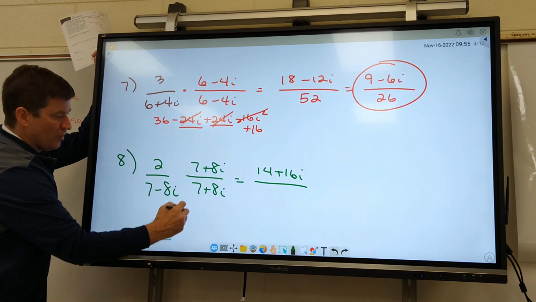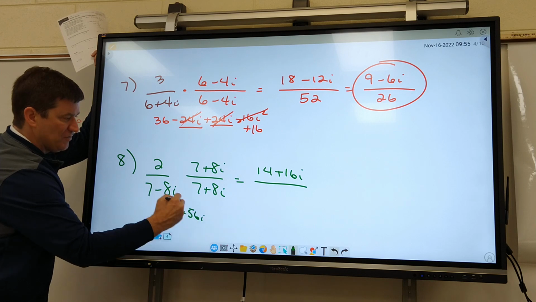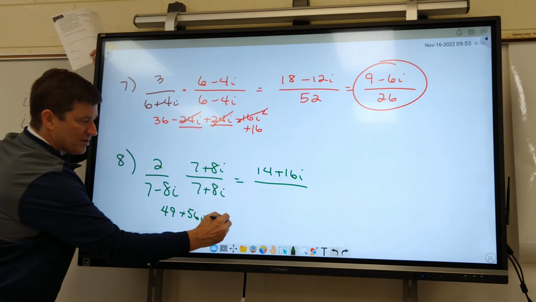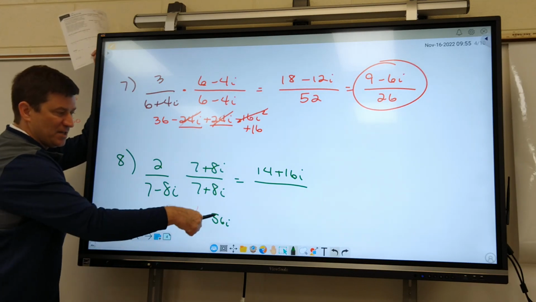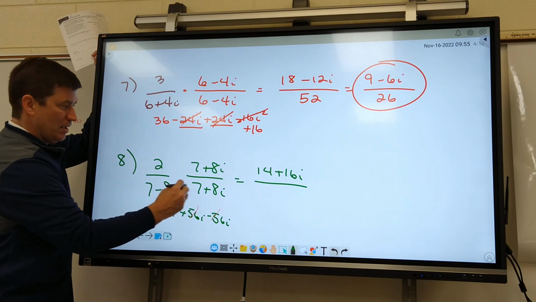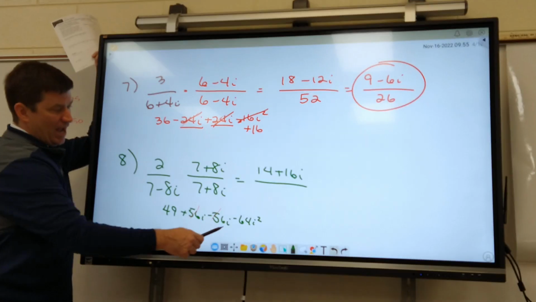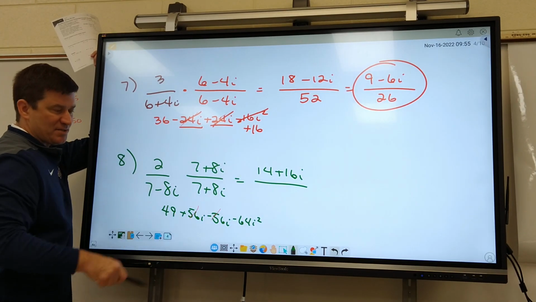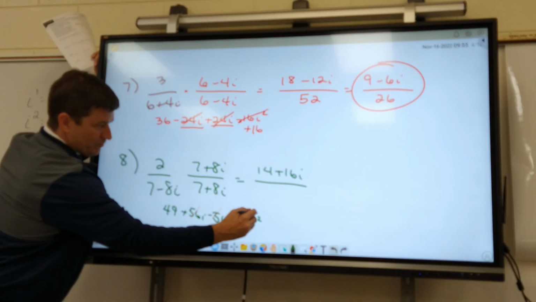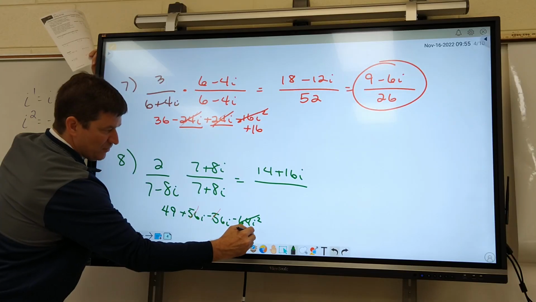Now look, I know the middle is going to cancel, so again, if you guys want to skip, the plus 56i and the minus 56i. I'm good with that. Then I got minus 64i squared. All right, Willie, what's going to happen? What's that i squared going to do to that minus 64? Change it to a positive 64.